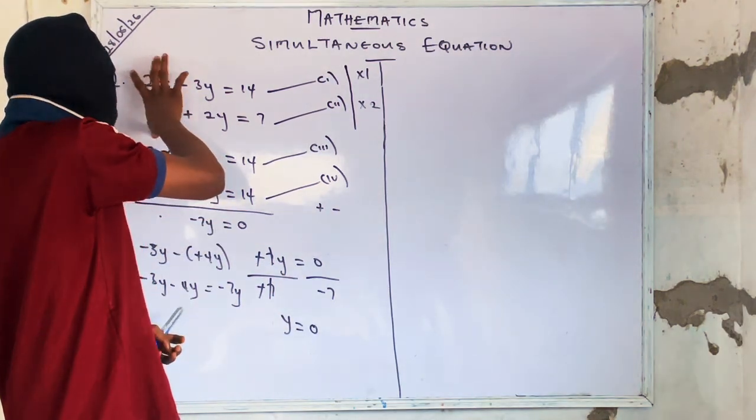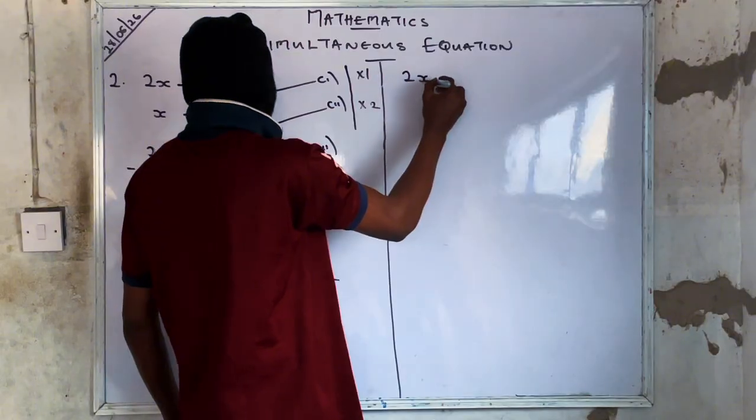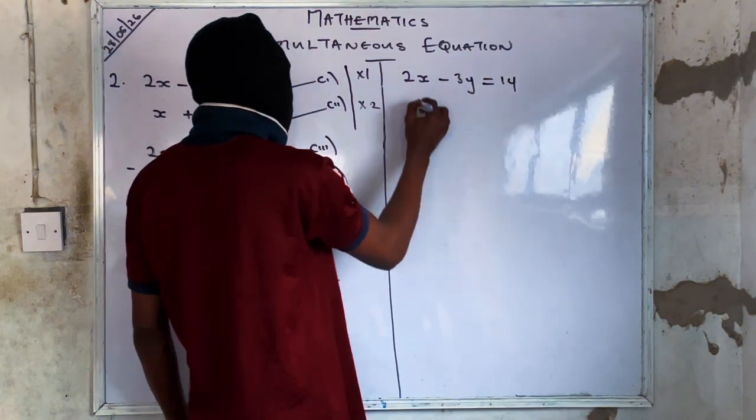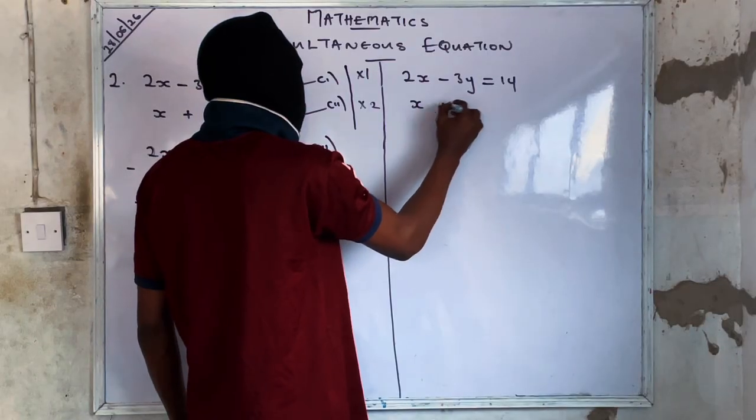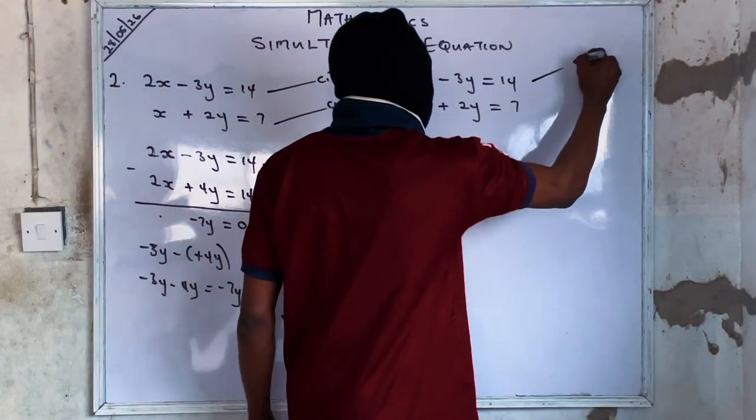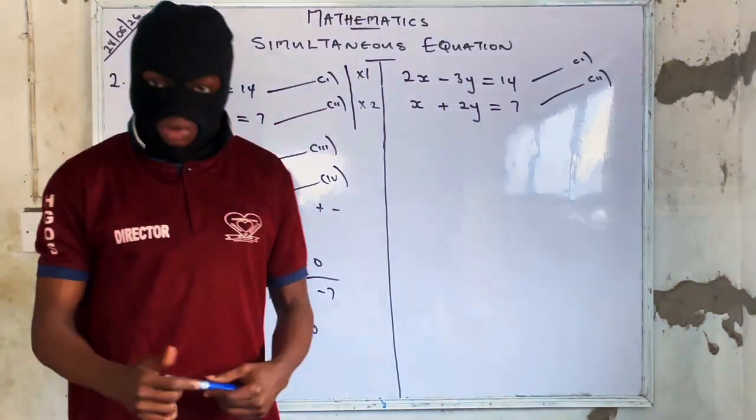Now, let's eliminate y for us to get the value of x. Now, you write your equations: 2x minus 3y equals to 14, and you have x plus 2y equals to 7. You have equation 1, and you have equation 2. Remember, we are doing it with elimination method.